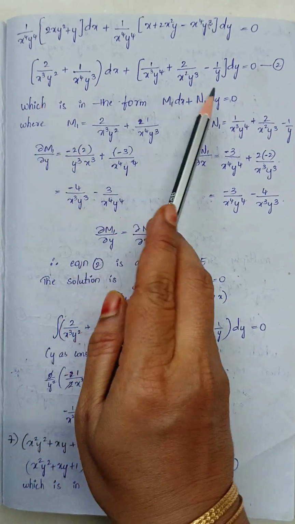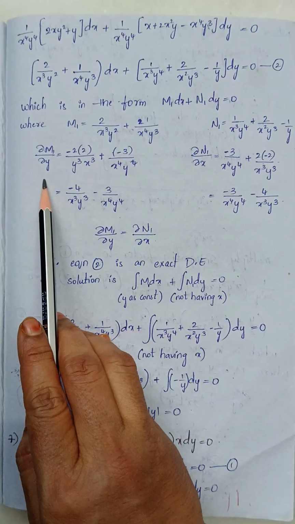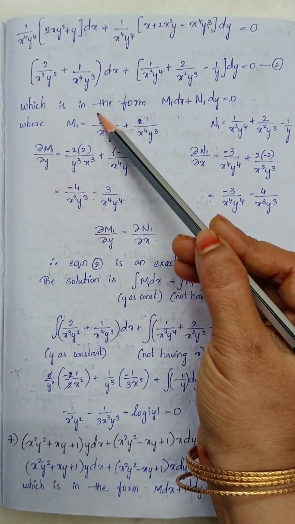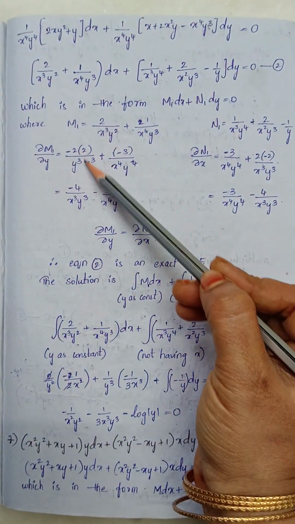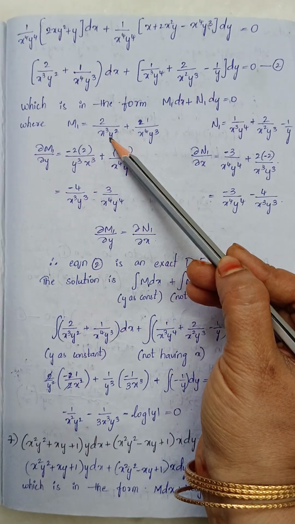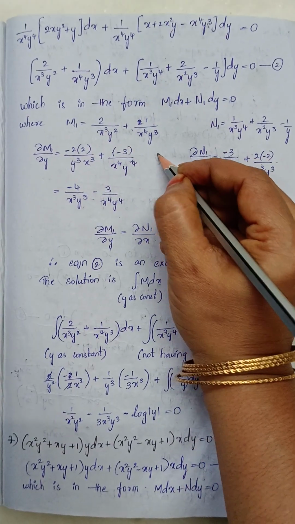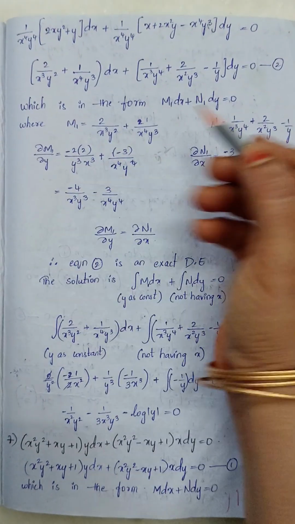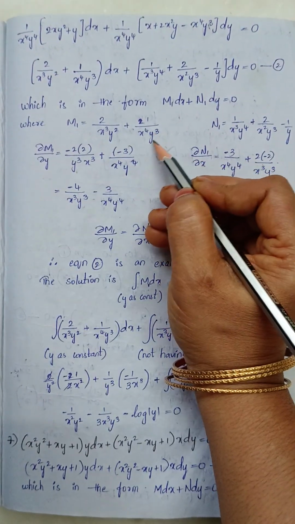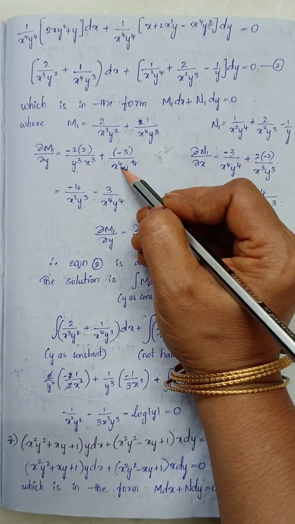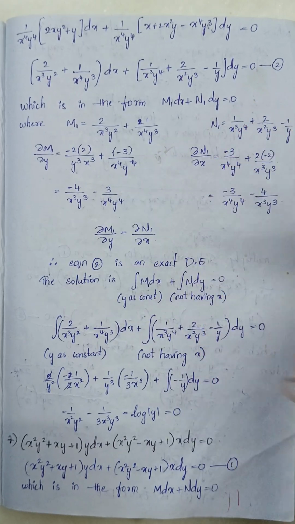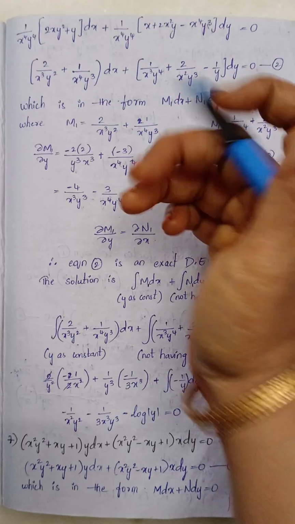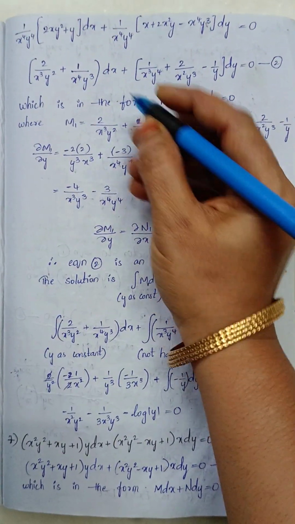See, after multiplication you are getting M1, N1, del M1 by del y. With respect to y means 2x cube constant here, and 1 by y square means y power minus 2 here. That means minus 2 into y power minus 3, take it into denominator. Here 2 and x is constant here. Here 1, not 2. 1 by this.